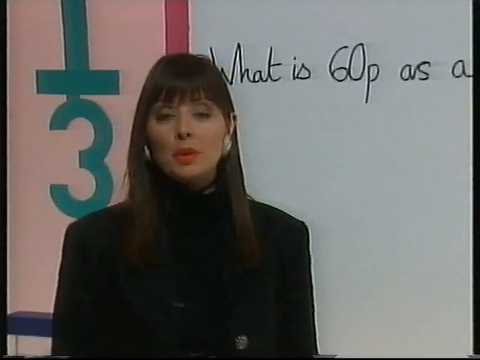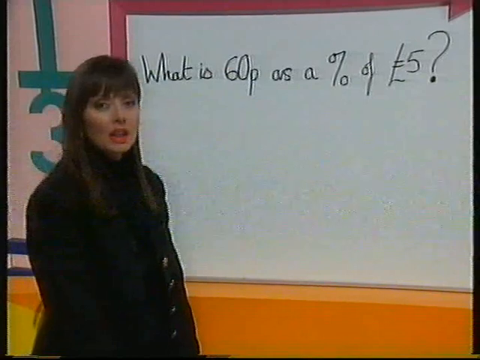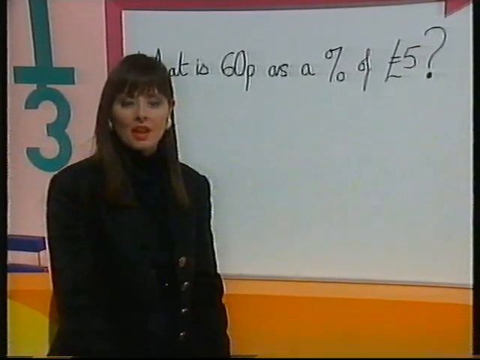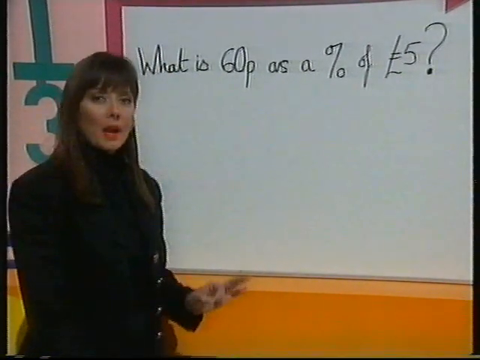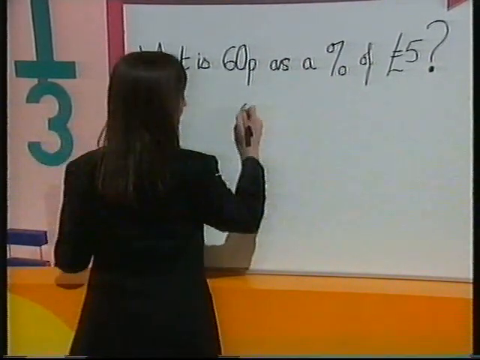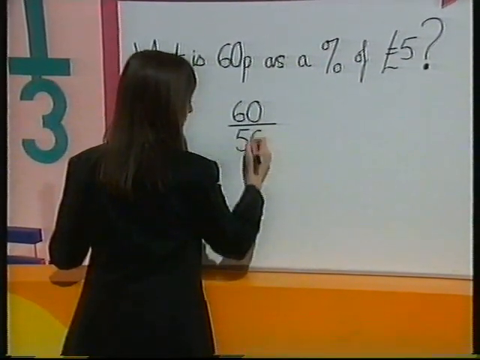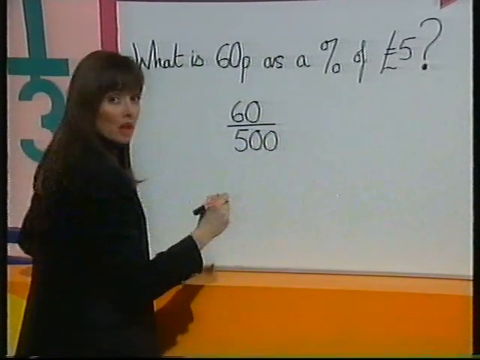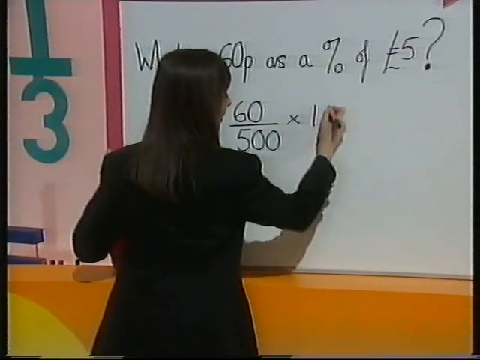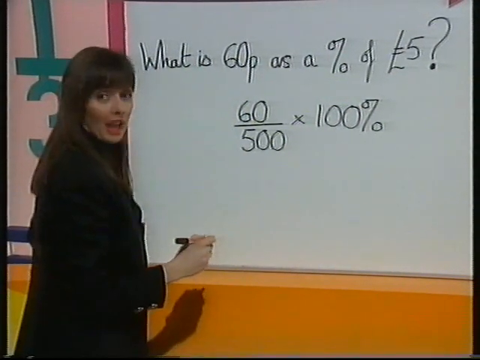One thing can be compared to another by being given as a percentage of the other, but both must first be put into the same units. For instance, if you have to calculate 60 pence as a percentage of £5, then you do it like this. The £5 is first turned into 500 pence. So put 60 pence at the top and divide it by 500. Now multiply the whole thing by 100%.